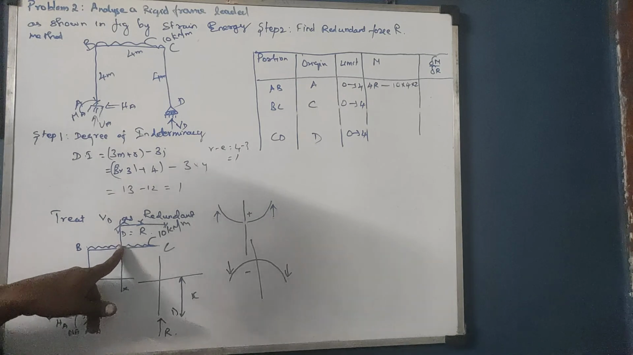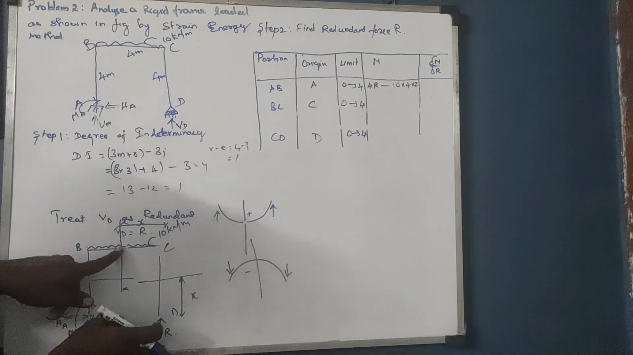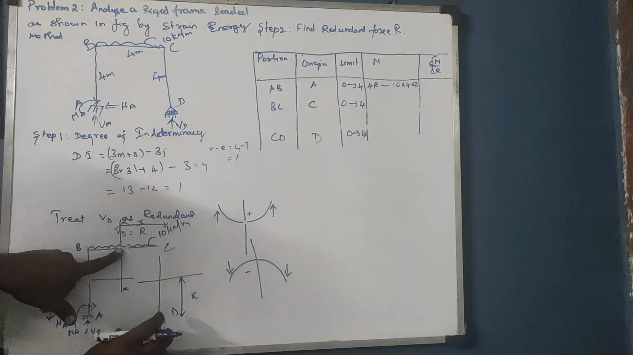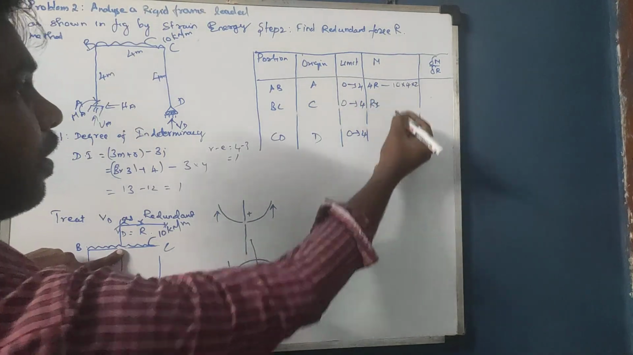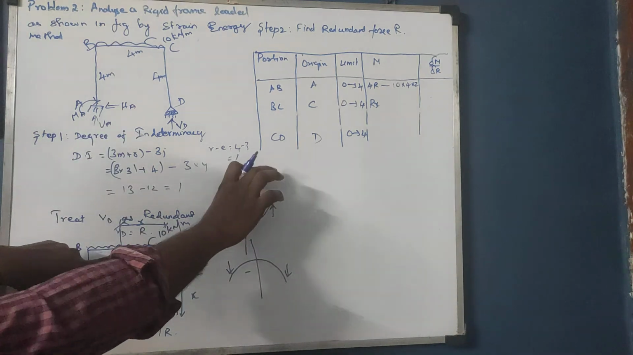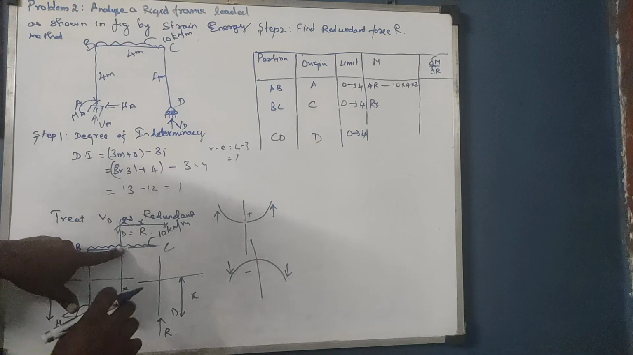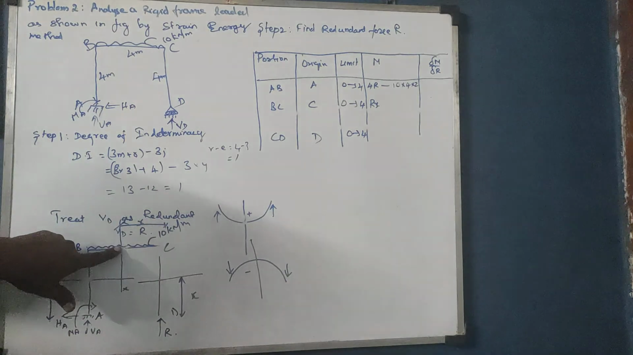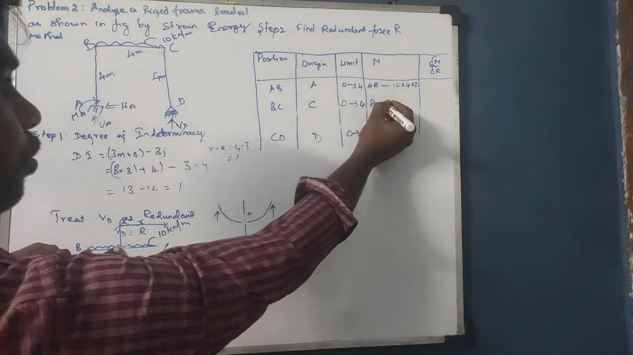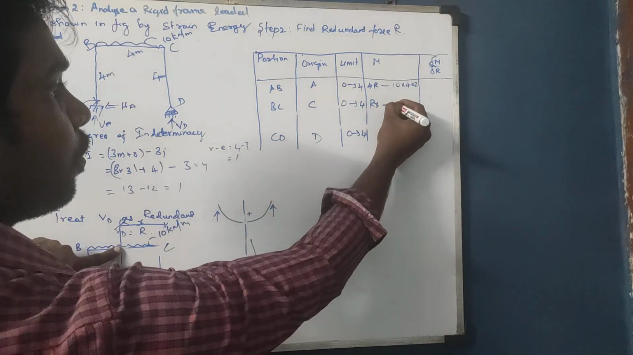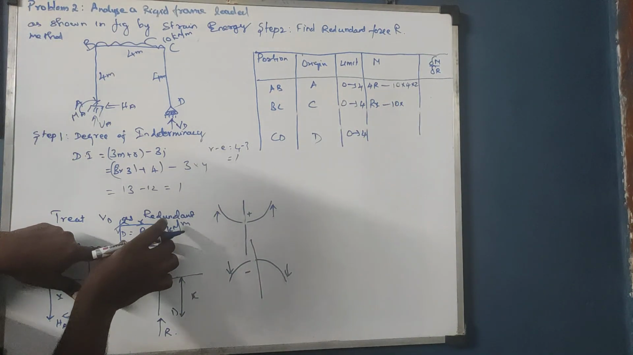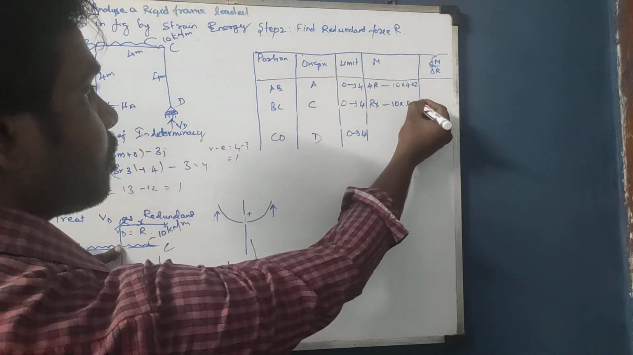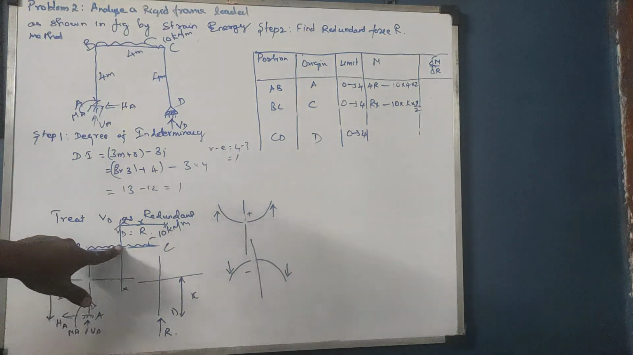If you keep your finger at this point, in the right side there is an upward force R into this distance X. Therefore R into X, positive, that is right side upward positive. And this 10 kilonewton load, right side downward, is negative: minus 10 into x into x by 2.